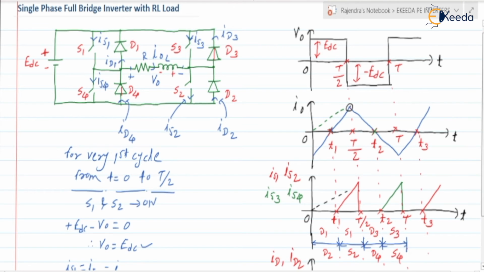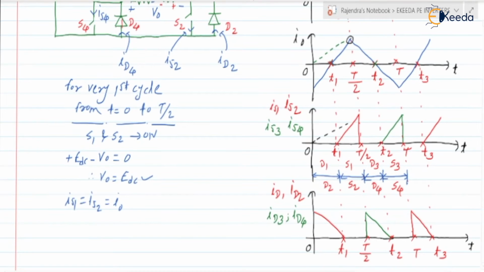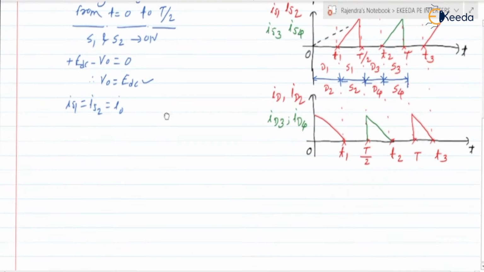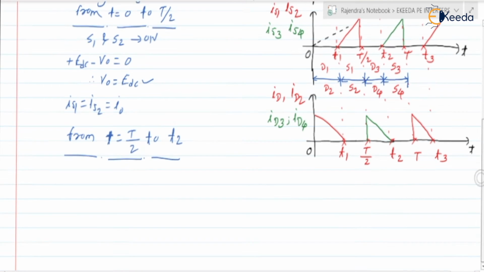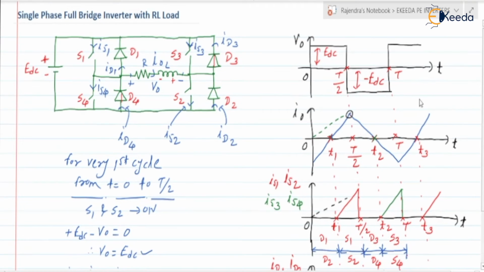Okay, so can we write the expression from t equal to T/2 to T2? During this interval, diodes D3 and D4 are in the on state and the inductor is releasing the energy. The inductor energy is in opposition to the EDC, so as time increases the inductor energy goes on decreasing, and the resultant current in the circuit goes on decreasing.